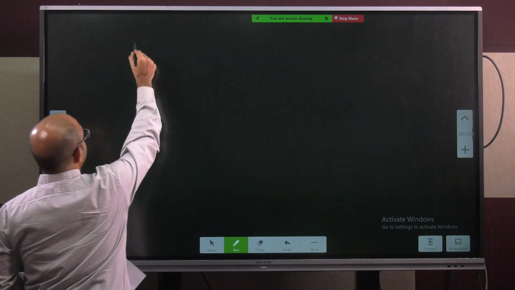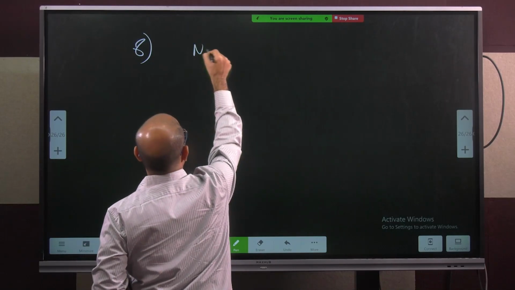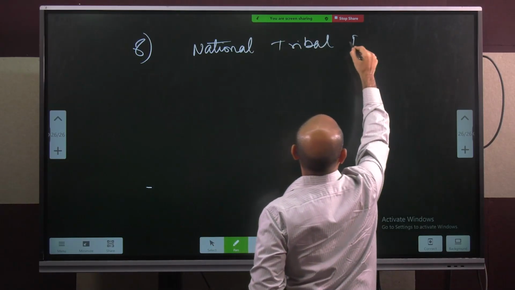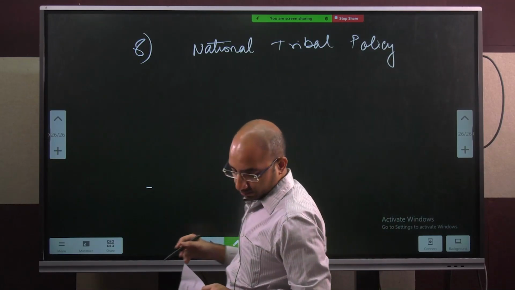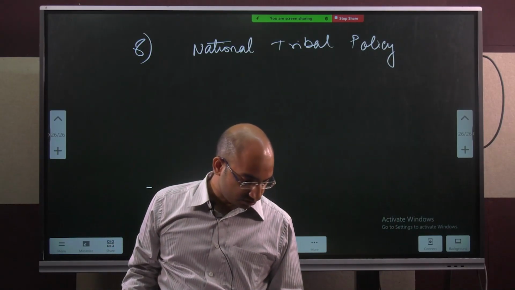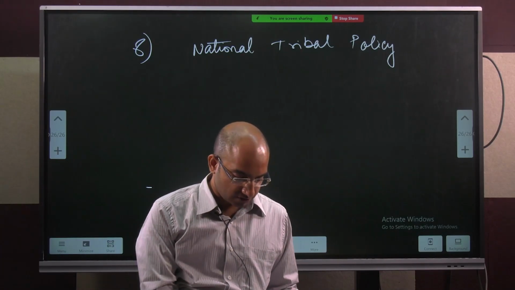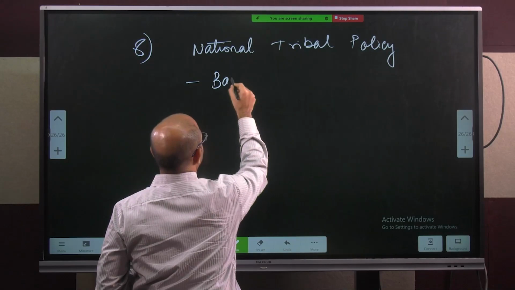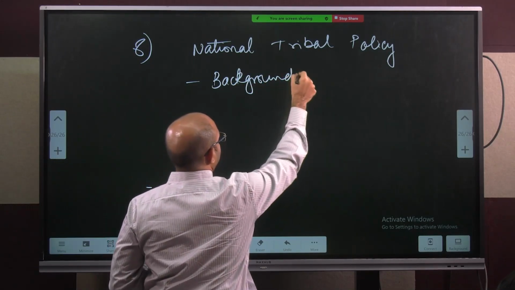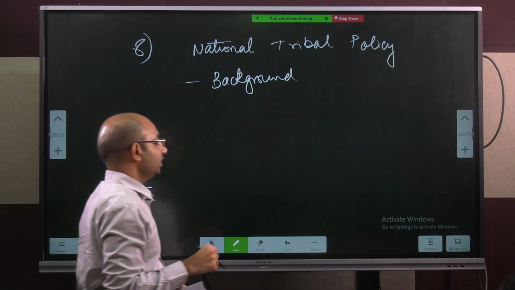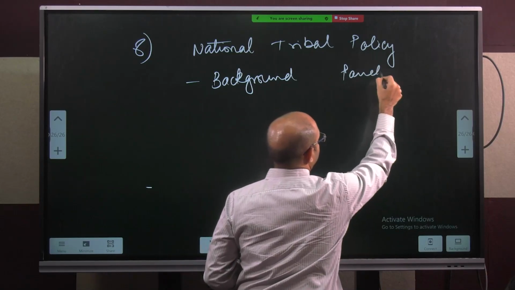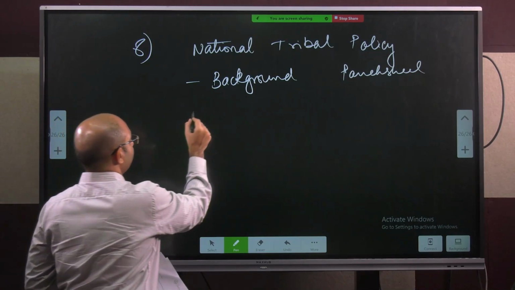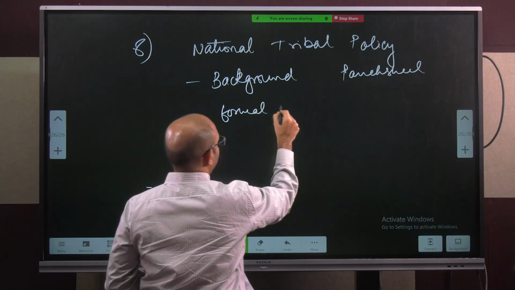Next is the 8th question. National tribal policy. Actually, this was a previous question, so I gave it in the examination. There is no official tribal policy, so to speak of. We only have a draft tribal policy. I even shared the handout of this draft policy on the group. So, briefly discuss the background. The background is, in India, assimilation and isolation both were proposed, but we follow integration. Integration is specified in Panchsheel. So discuss these issues and then mention that we have no formal official tribal policy.